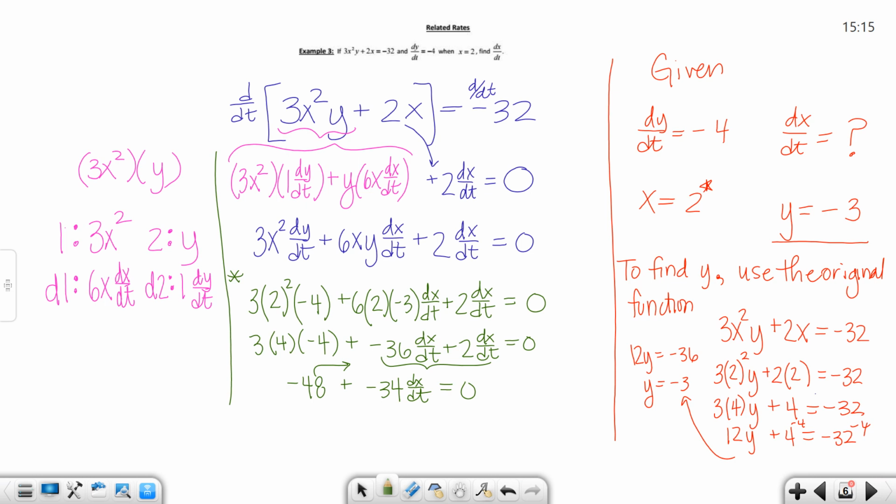To solve this equation out, I need to move the 48 over. It becomes positive. I'll divide both sides by negative 34 to get the dx dt by itself. And dx dt would equal 48 over negative 34. If you reduce that, you get 24 over negative 17. And that's how it would work.